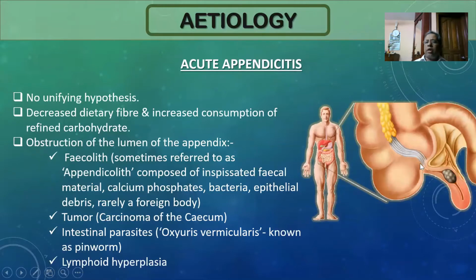So that blocking causes the luminal content to stay there, mucus is secreted there, so there is distension of the appendix, and the patient may present as acute appendicitis. So all the time, acute appendicitis is not a benign disease. Sometimes it may present as a malignant disease. The presentation of appendicitis is not only due to a benign cause, it may be a malignant cause lying there, particularly in an elderly individual.